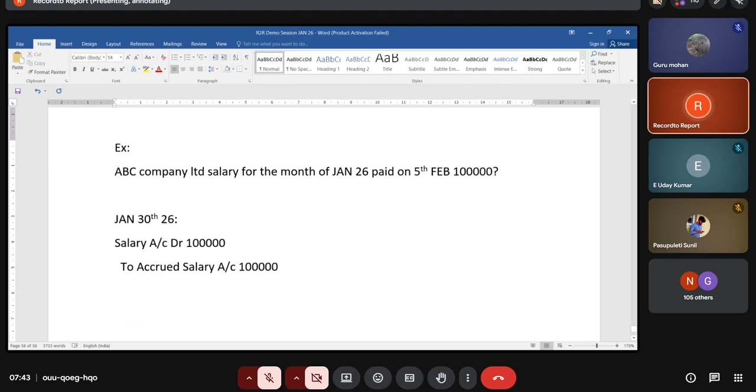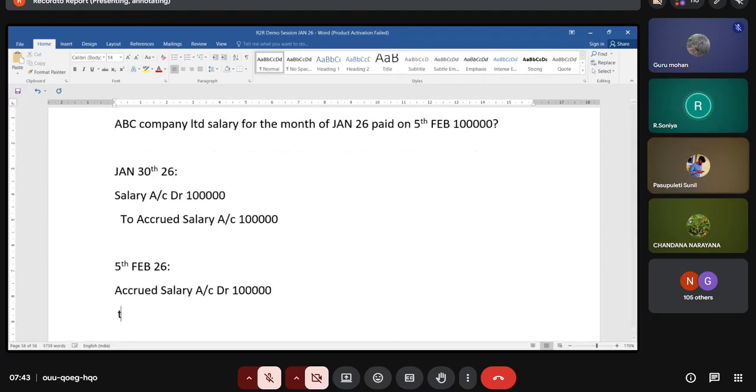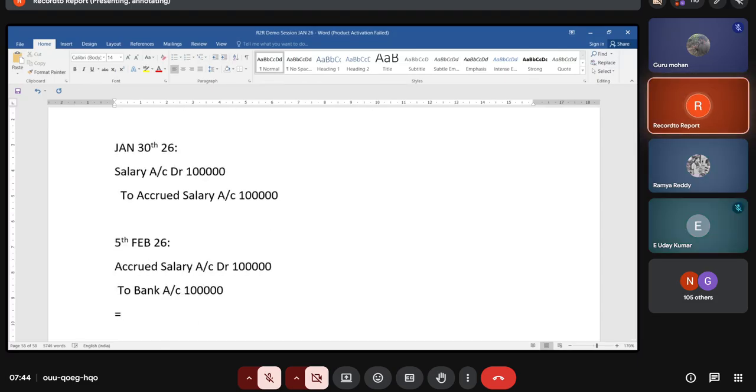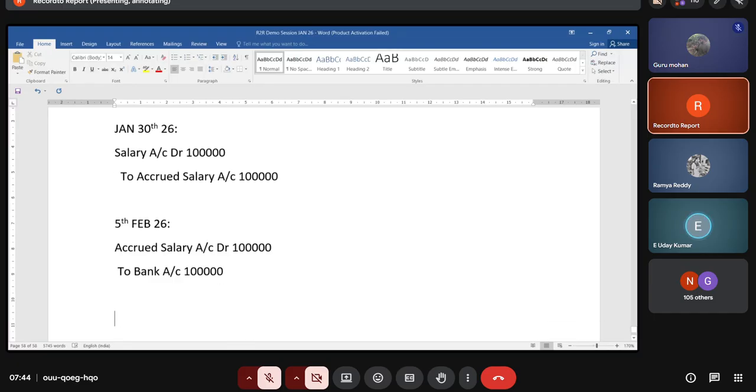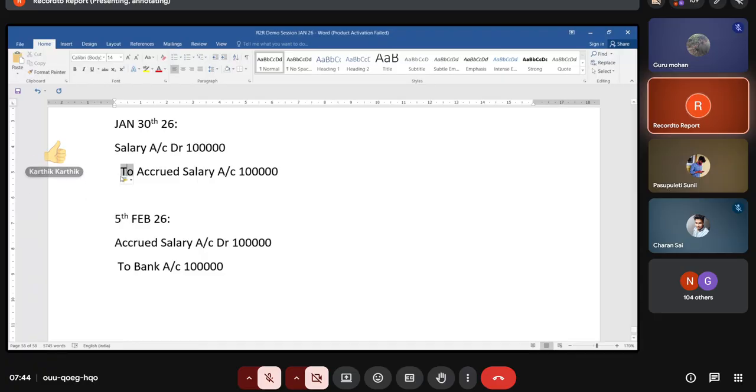On 5th February, what is the entry to be recorded? Accrued salary account debit, bank account credit. Do you understand? Here we are showing it as a liability.